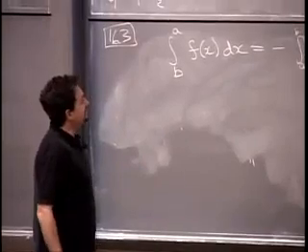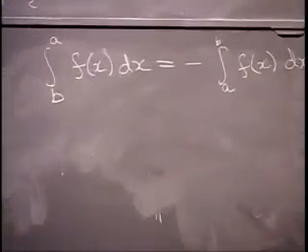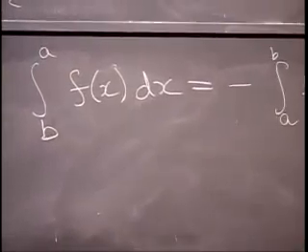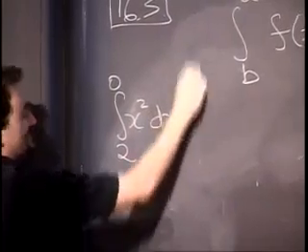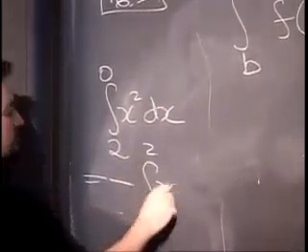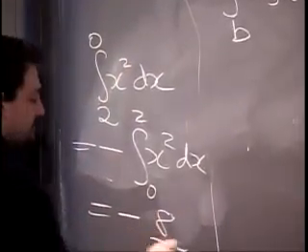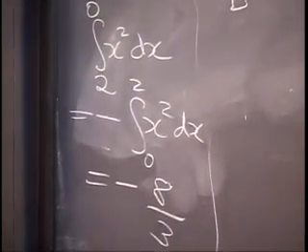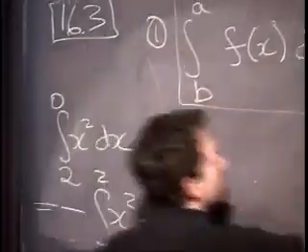The integral from b to a is the negative of the integral from a to b. And this will come in quite useful. So for example, this is a silly example, but the integral from 2 to 0 of x squared dx is equal to the negative of the integral from 0 to 2, which, as I just said up there, is 8/3, so this is negative 8/3. Okay, big deal. Nevertheless, that's something you've got to know.